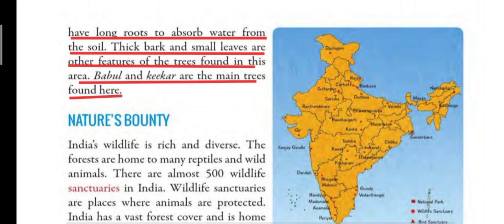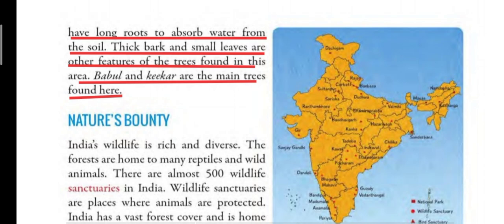Now, babool and kikar are the main trees found here. So what are the main trees found in desert forest? So babool and kikar are the main trees that are found here in desert forest. And children, cactus. Cactus is also a very common plant that is found in a desert.